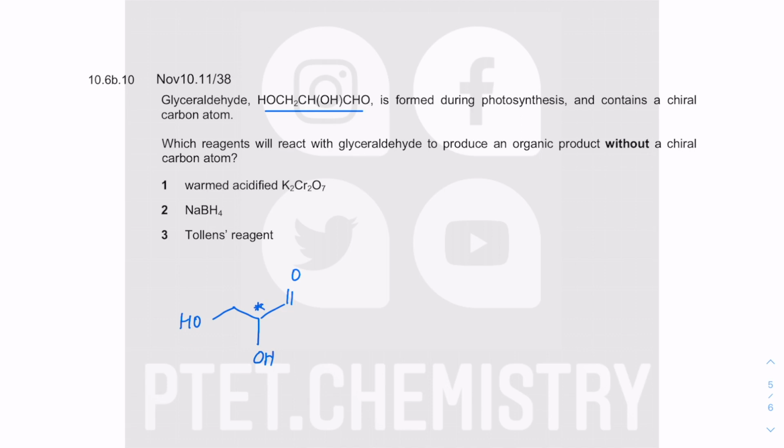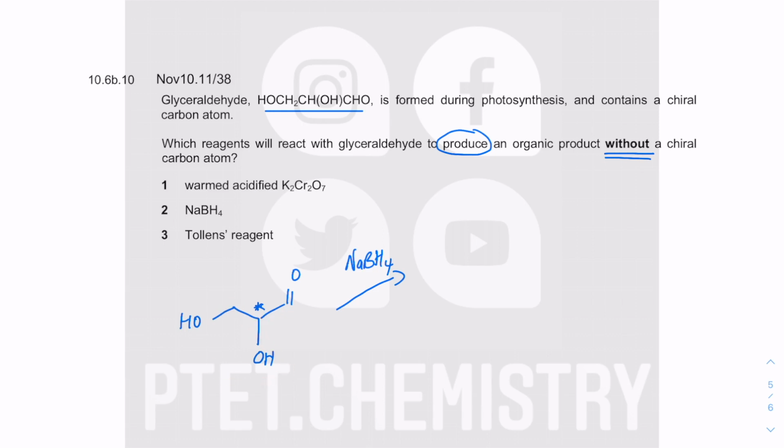So which one will react with glyceraldehyde? You want to produce the organic product without a chiral center. Okay, so if we check number 2 first, as that's the normal case we do, we check for number 2 first. So this is a reducing agent. This is an aldehyde. This is a secondary alcohol because the carbon with the OH is bonded to 1 and 2 other carbons. So this is secondary alcohol. This is primary alcohol because the carbon with the OH is bonded to 1 other carbon.